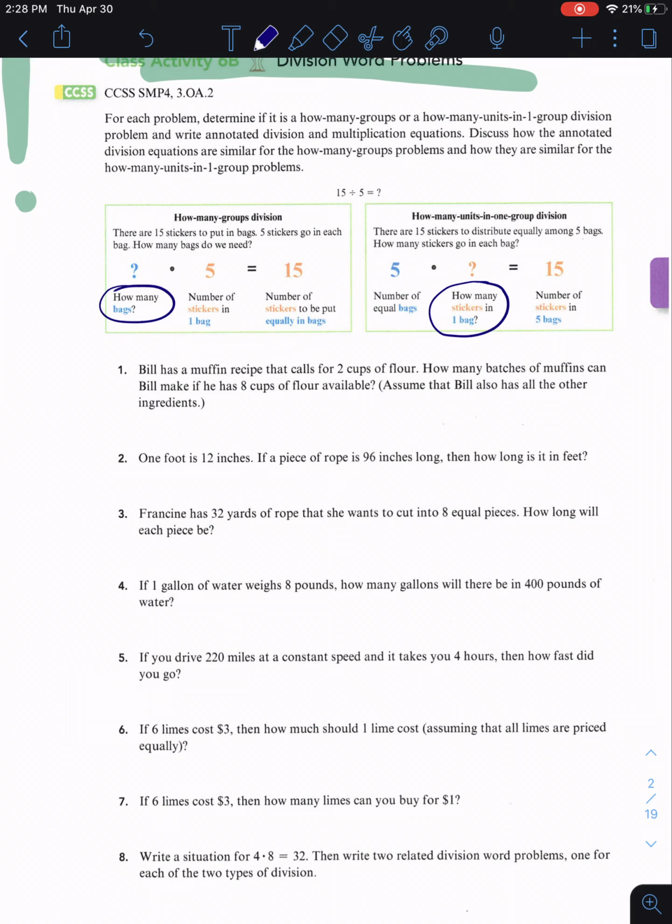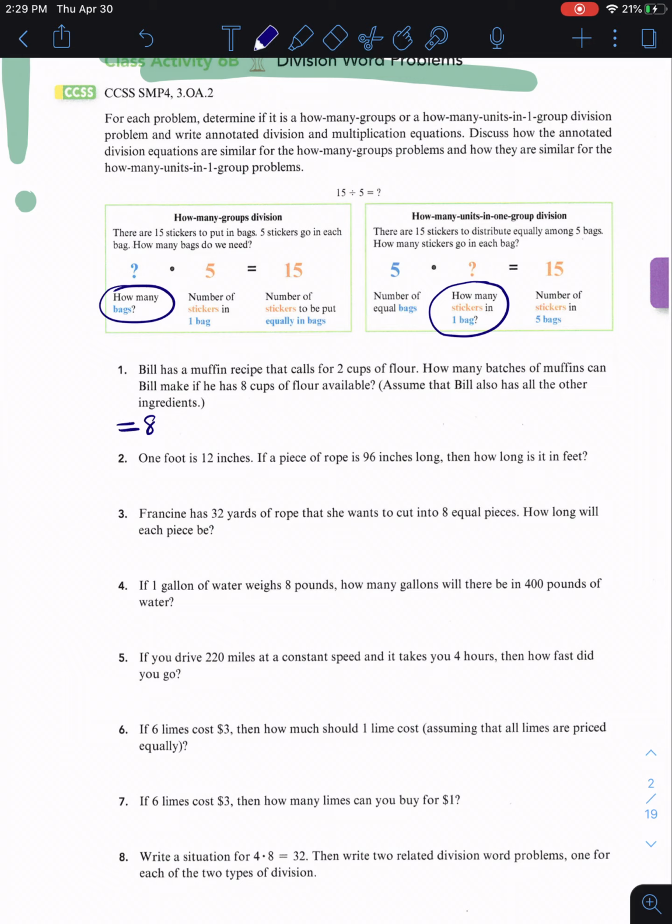Bill has a muffin recipe that calls for 2 cups of flour. How many batches of muffins can Bill make if he has 8 cups of flour available? Assume that Bill also has all other ingredients. So each recipe takes 2 cups of flour, and how many batches of muffins can he make with 8 cups of flour? He has 8 cups of flour in total.